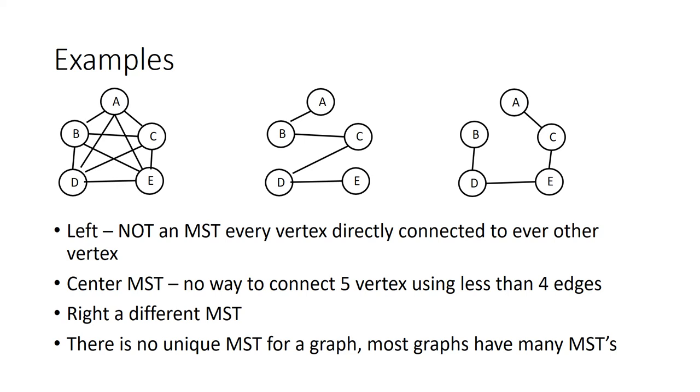On the right, we have a completely different MST. You'll notice it still has only 4 edges, one less than the number of vertices, but we've picked completely different edges to do it. Note there's no unique MST for a graph. Most graphs have many MSTs.